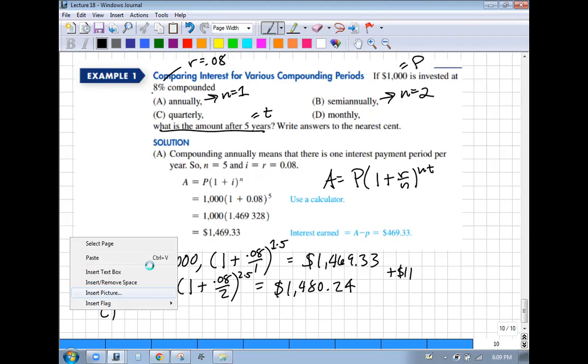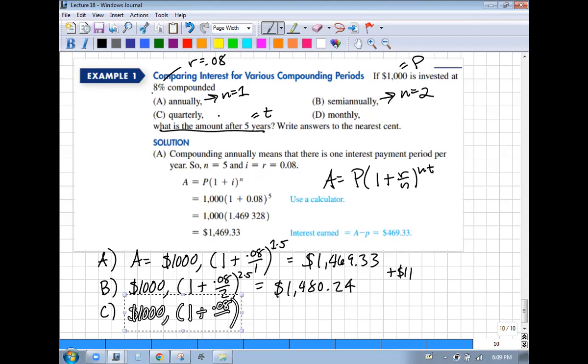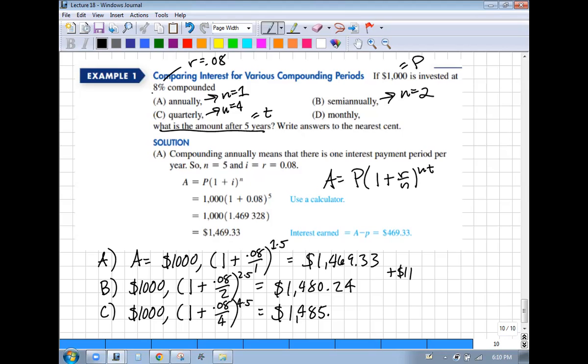All right, here we have the same thing, but quarterly means 4 times a year. So we have to do 4 and 4 times 5. So I got 0.08 divided by 4, add 1, raise that to the power of 20, and then multiply by 1,000, and we get $1,485.96. So we got an extra 5 bucks just by going from twice a year to 4 times a year.